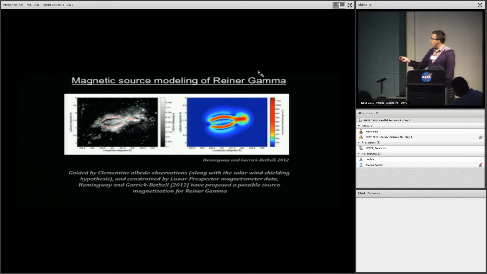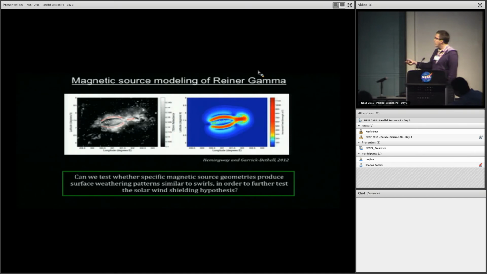And so the question that I'm working from, and I was inspired by their work and have been working with them the last year or so, is could we possibly take this arrangement that they've empirically proposed for Reiner Gamma, and could we feed it into the hybrid model?